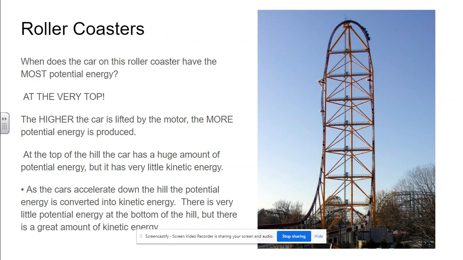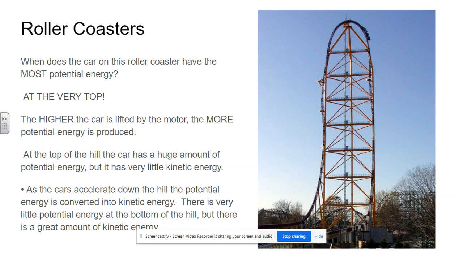Roller coasters are a great example of how kinetic and potential energy can transfer from one form to the next, how we can go from kinetic to potential, from potential to kinetic. Where does the car on this roller coaster have the most potential energy, the most stored energy? Remember, that's depending on position. So the most potential energy would be at the very top of the highest hill. The higher the car is lifted by the motor, the more potential energy is produced.